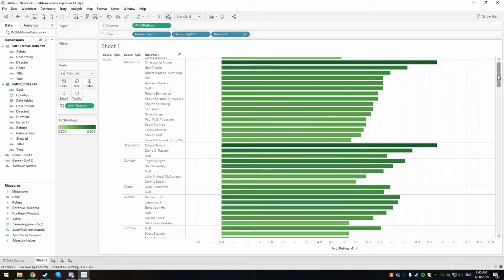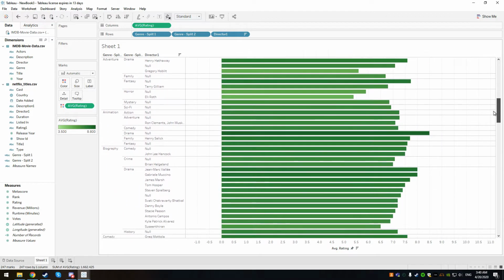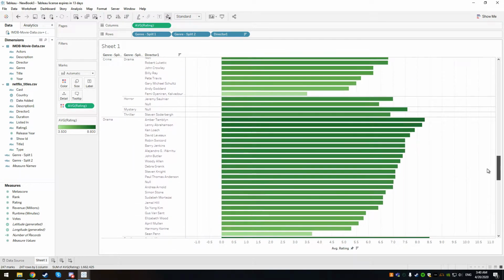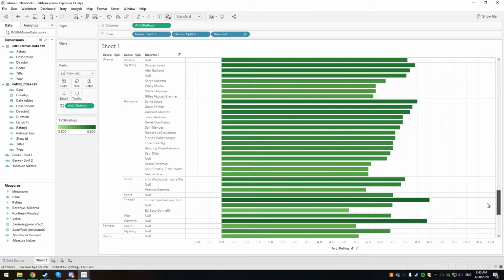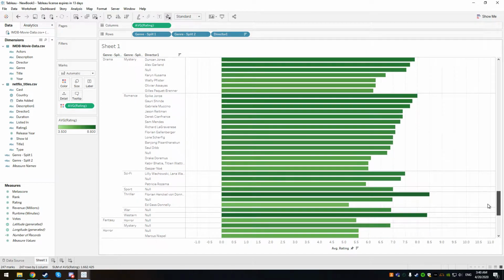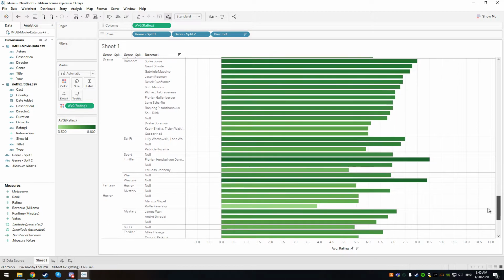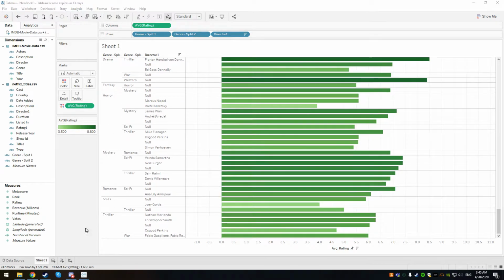But what we don't like is there are so many directors. So if we want to see the big picture, it's maybe hard. But if we specify some categories or some directors, this one is not a bad choice to use.